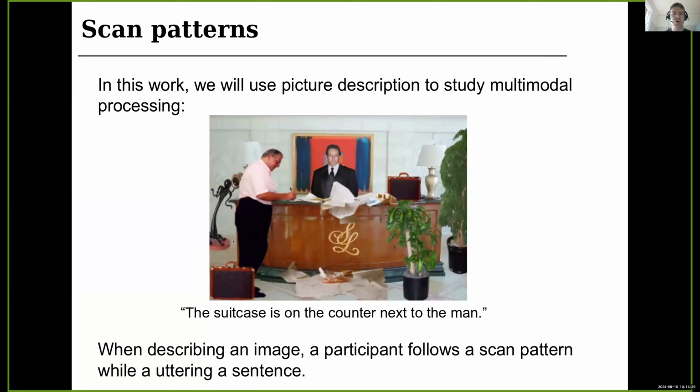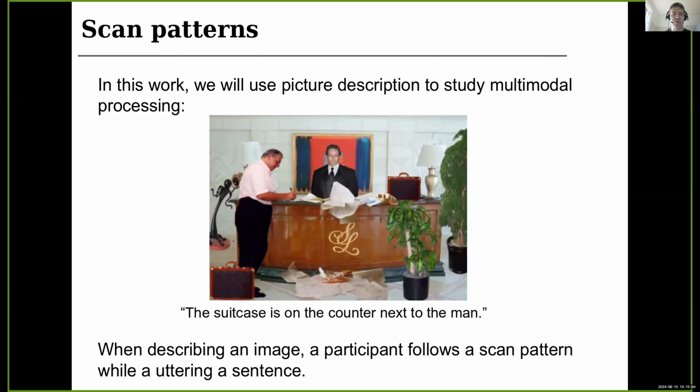Okay, so we need to introduce another concept before we can get started here. As I said, the idea is to study language production in a multimodal context. By multimodal, we just mean a visual scene, an image like this here. There's a man at a counter, maybe in a hotel, and someone else is signing a sheet of paper. There's some plants, a lot of suitcases, and so on. So it's a fairly busy scene, and then we ask participants to describe the scene.